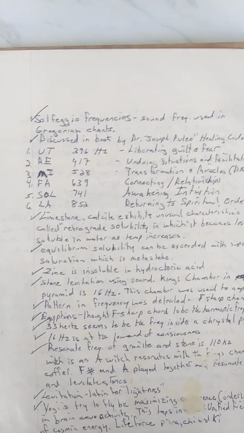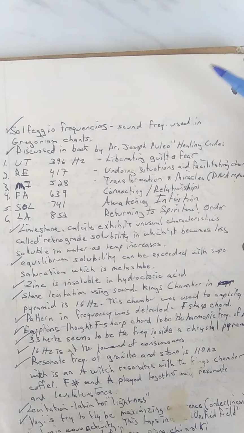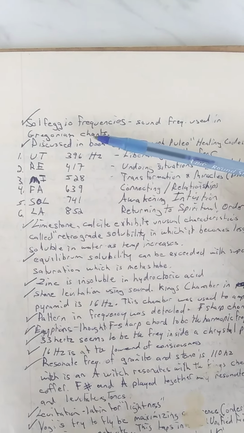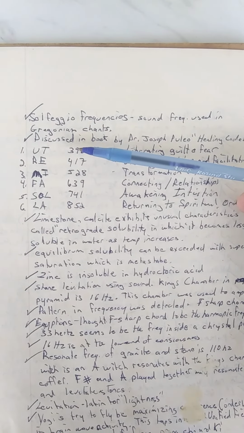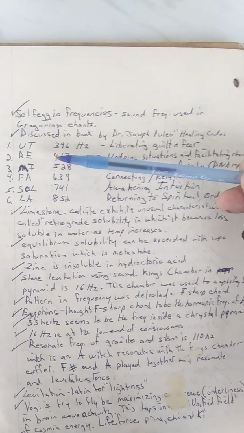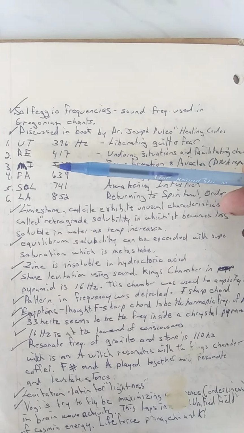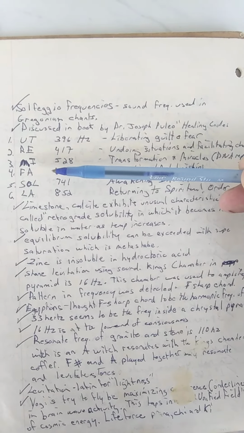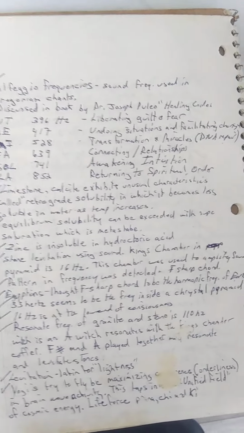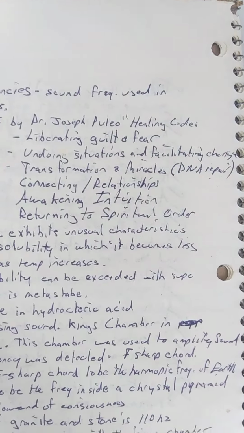So this is what they look like. Here's the UT 396 hertz, the RE 417 hertz, the MI 528 hertz, the FA 639, the SOL 741, or the LA 852. And this is what they do.